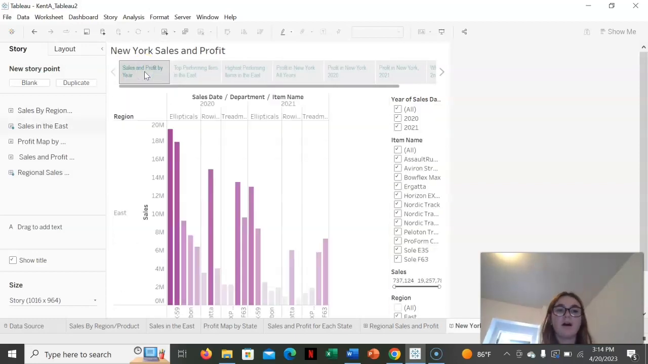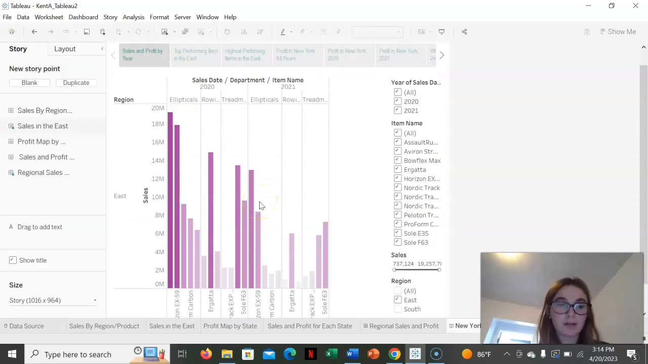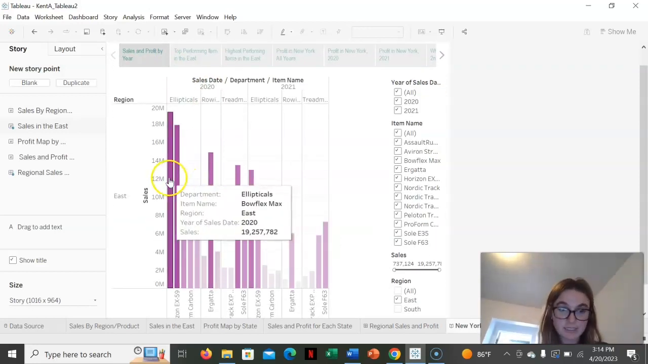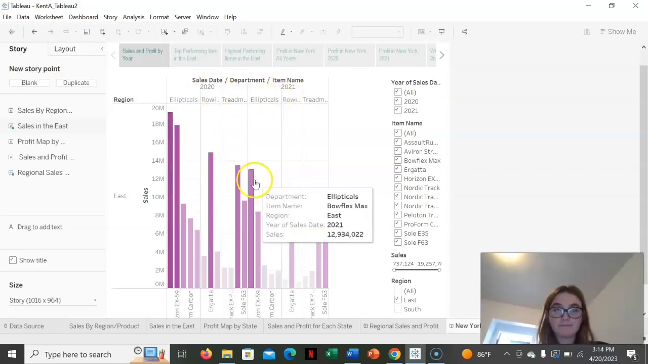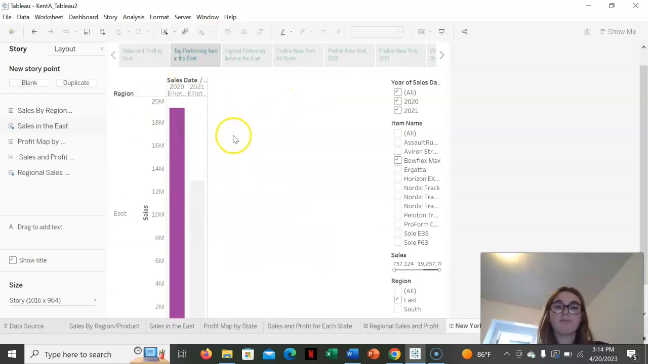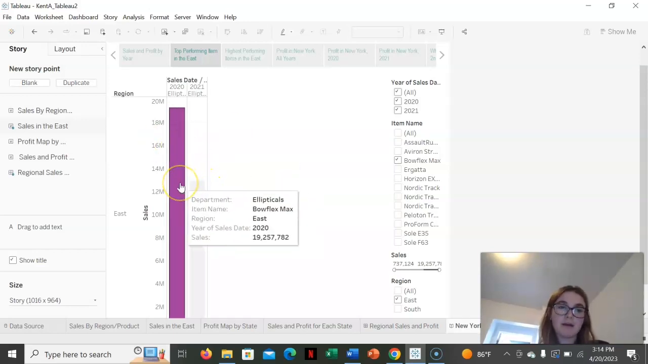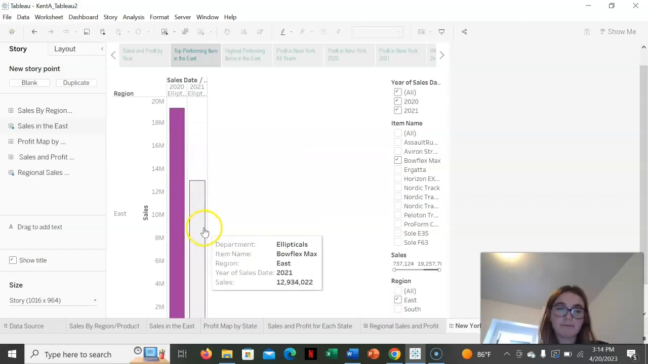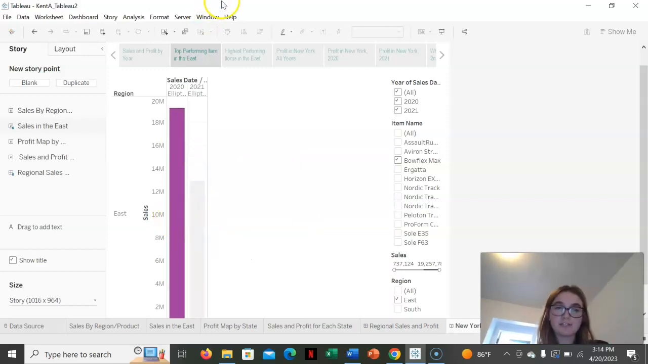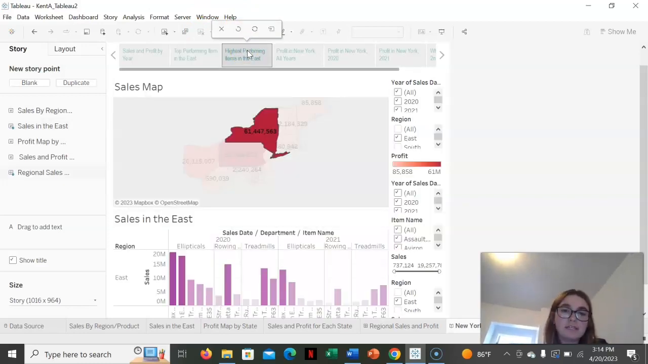So I originally started off with the sales and profit by year, which looked very similar to my second sheet. And so it was the East region, highlighting that Bowflex Max had the highest amount of sales due to its dark purple coloring for both 2020 and 2021. So then I moved on to the top performing item, which fell under the elliptical category, which was the Bowflex Max. So I wanted to see exactly what the sales were for the total sales in the East were. And then I also wanted to see the highest performing items in the East.